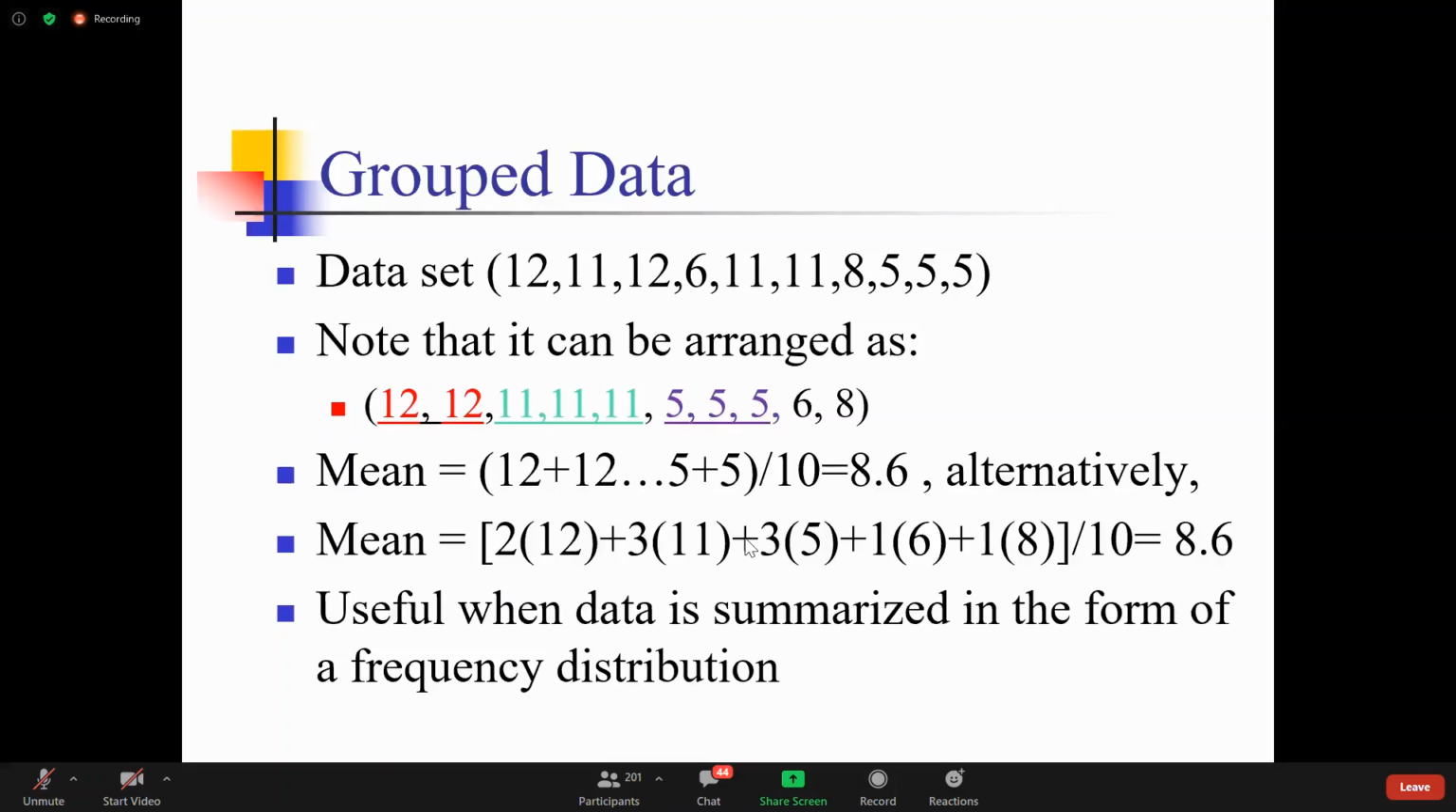So that's grouped data. It means instead of putting the raw data, you group them into their categories, the 11s by themselves, the 12s by themselves, the 5s by themselves. So it's just to summarize the data in a different, user-friendly form. Any question?